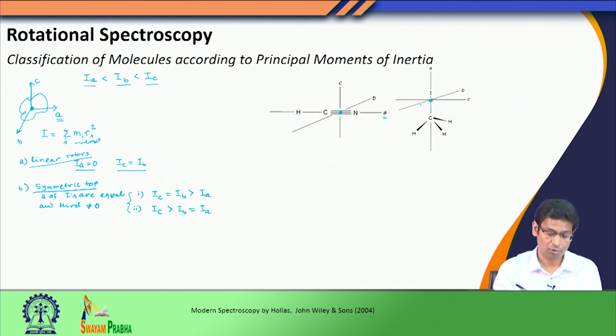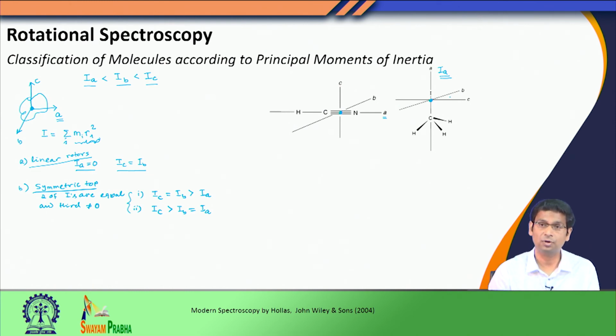So, therefore, when I am calculating I A, iodine will not contribute, and since the moment of inertia depends on the mass and iodine has very large mass, this moment of inertia is going to be very small, because iodine, the heaviest of all, is not contributing.